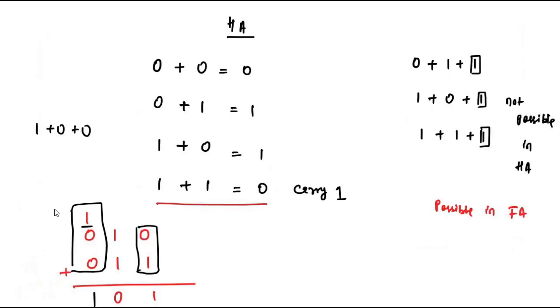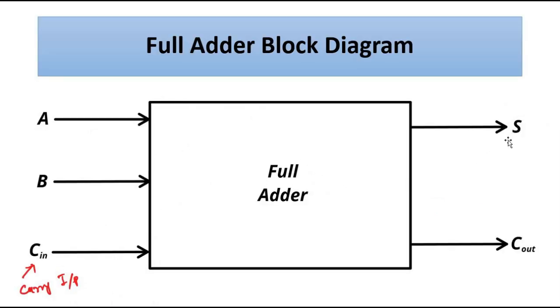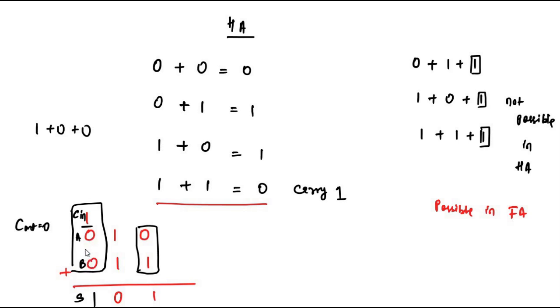So this is what the full adder does. A, B are the 2 input bits, and this is the carry input bit. So here the result is the sum is 1 and there is no extra carry here, so carry output will be 0. So these are the 2 outputs of the full adder, the sum, the result, and the carry generated on the output side. Here in this case there is no carry bit which is generated.